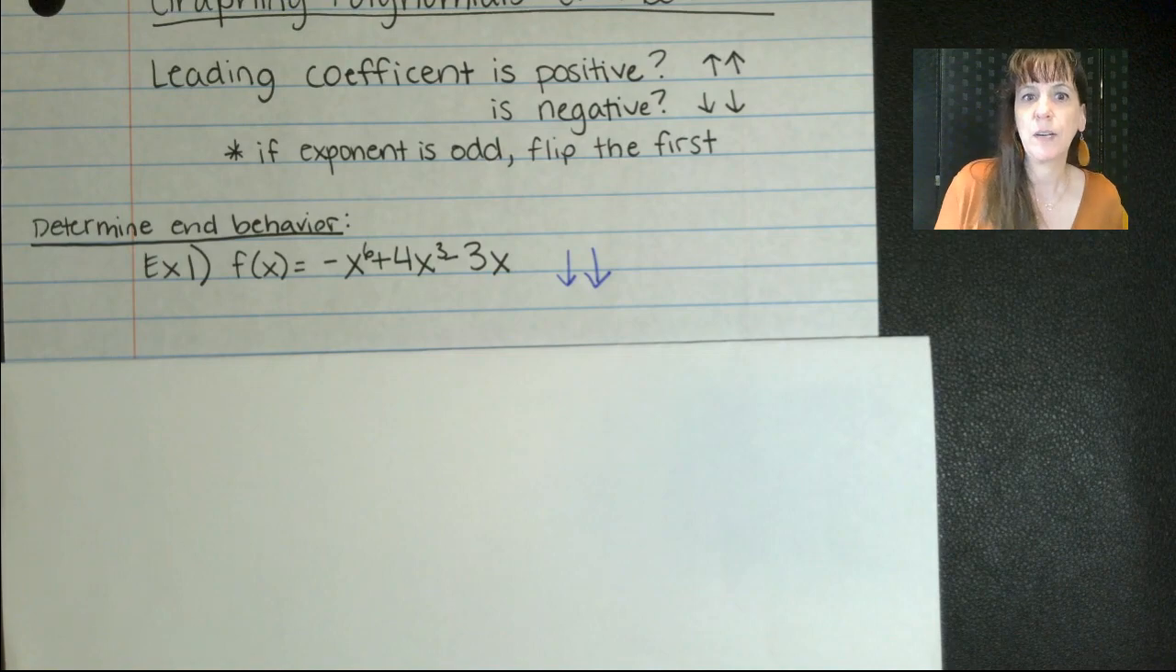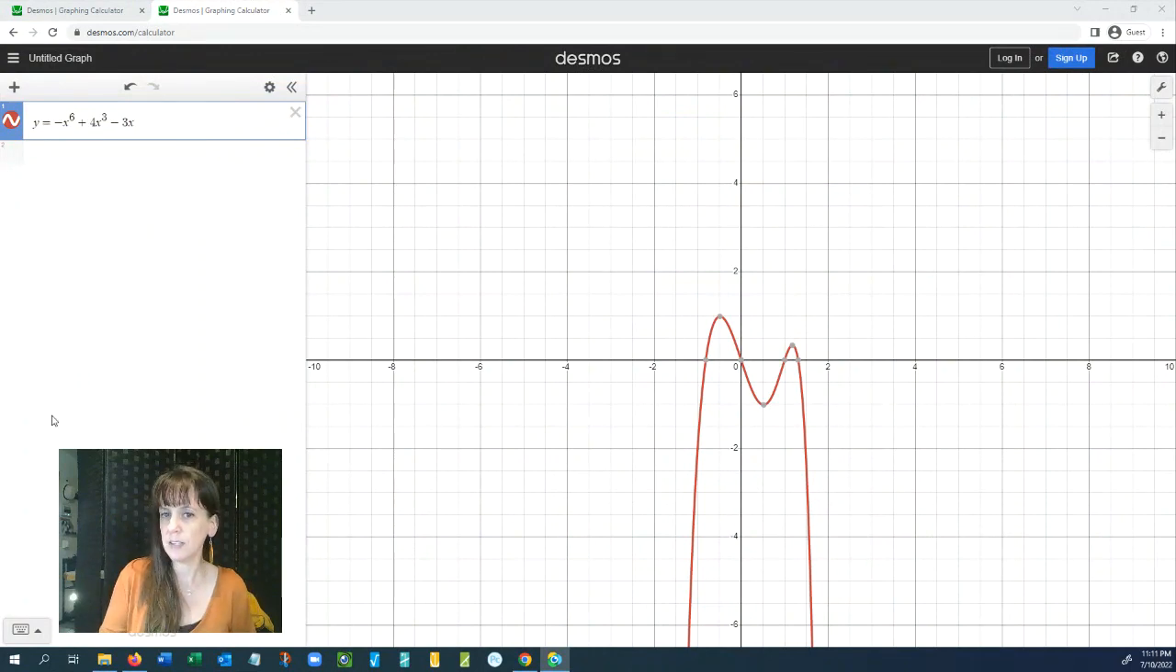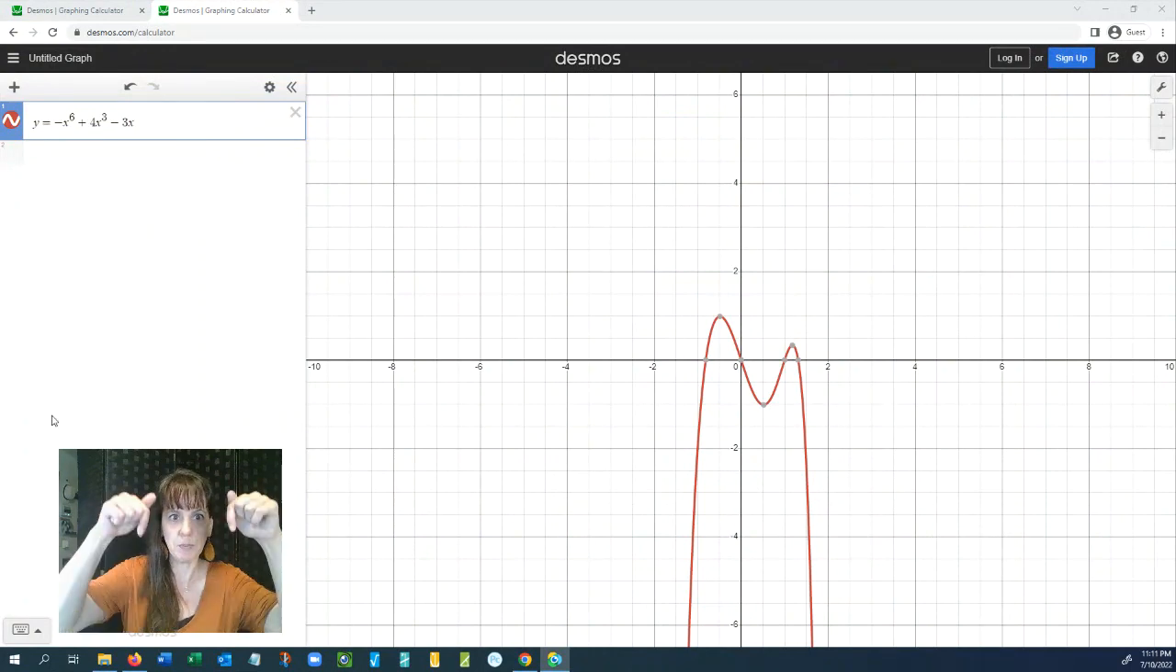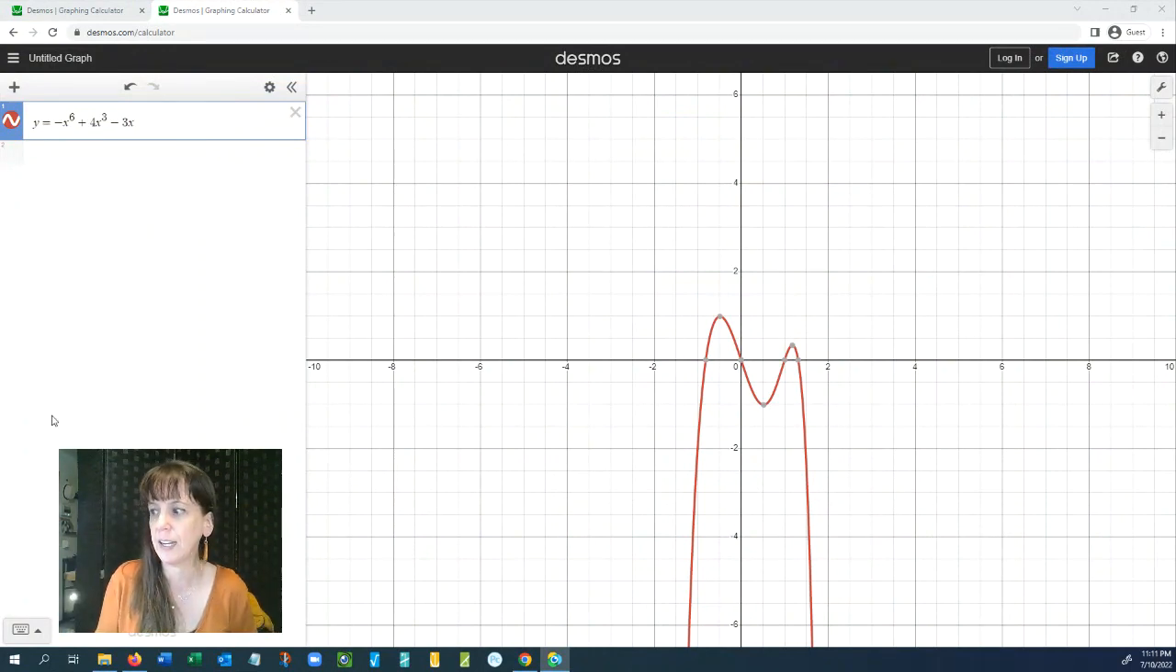Okay, so what does that look like when we go to graph it? Here we go. If we graph it, ta-da, sure enough, both of them are going down on either side. So what does that look like as x approaches negative infinity over here? It's going down, so y is approaching negative infinity as well. As x is approaching positive infinity, y is still approaching negative infinity. That's what that looks like.